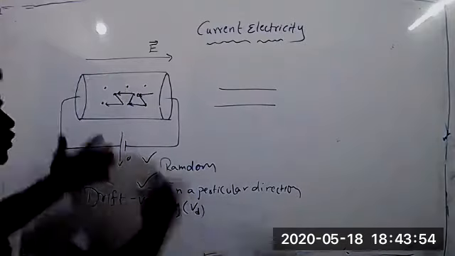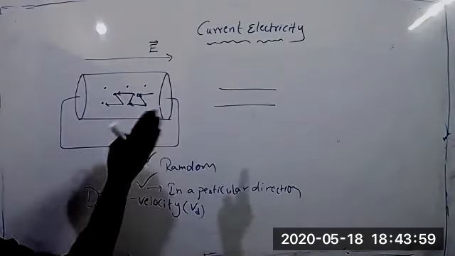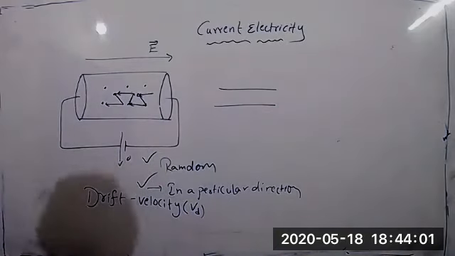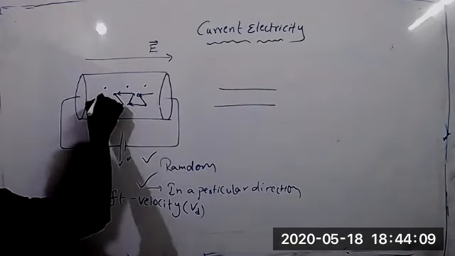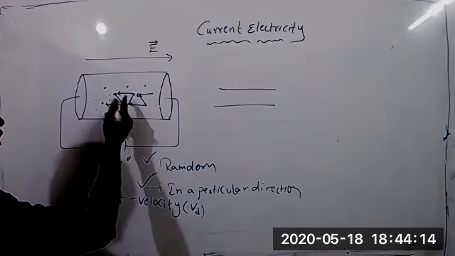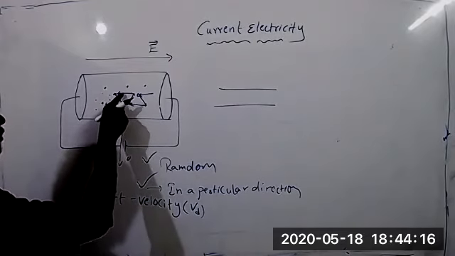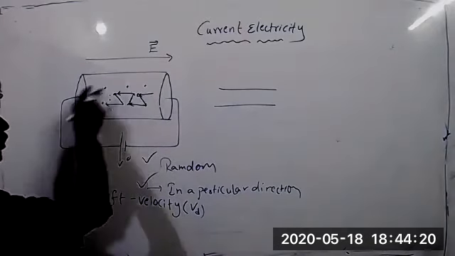When it strikes, it will lose energy. Whatever energy it loses, that we will get in the form of heat. So that is what we will call resistance also. What is resistance? It opposes the flow of current. That means if more number of particles are here, these particles cannot allow the electrons to move from one place to another place. Means negative to positive, it won't allow.